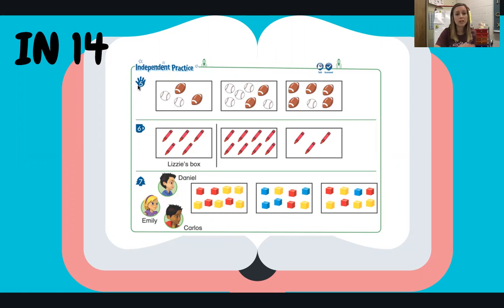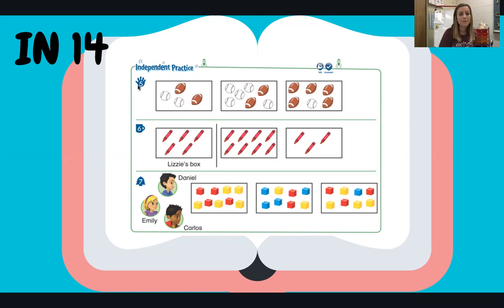So start with question number 5 with the hand. It says, Joe's box has the most baseballs. Draw a circle around Joe's box. Pause the video until you can do that. Then it says, Matt's box has the least baseballs. Draw an X on Matt's box. Pause the video, press play when you're ready for the next question.